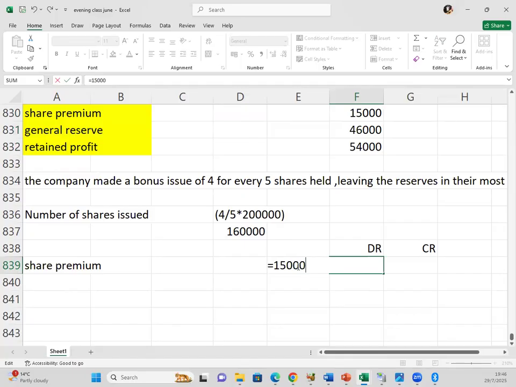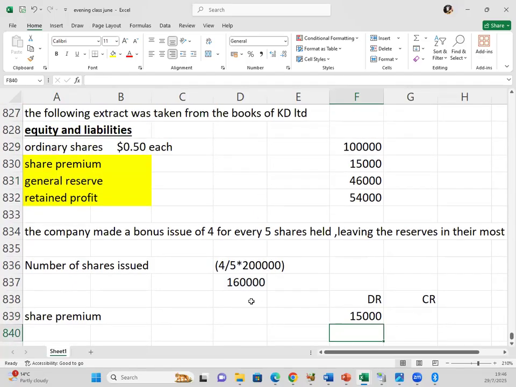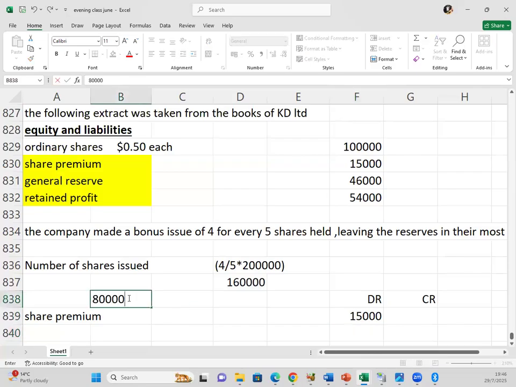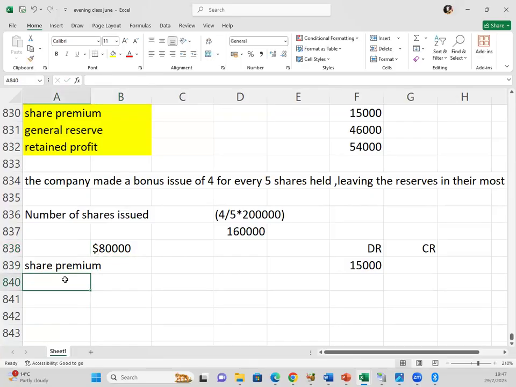So you debit share premium. If there was 95, you could debit 80 and that's it. But in this case, there is less than what you need to finance the issue. Why? Because to finance the bonus issue, you need 80,000. There are 160 shares you have given them, but these shares are worth 80,000. So for the share premium, you take the 15 that is there, you move to the next reserve until it's now 80,000. So general reserve.